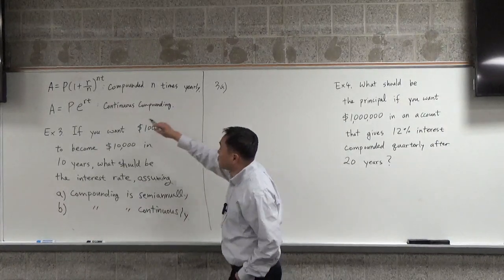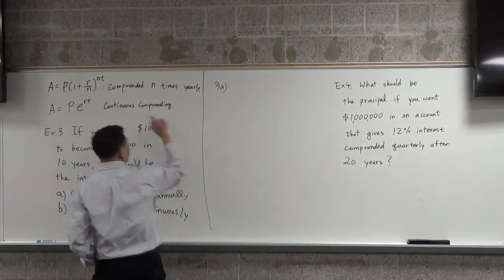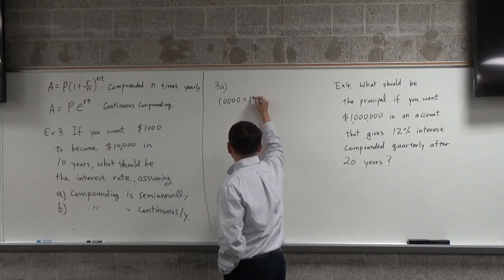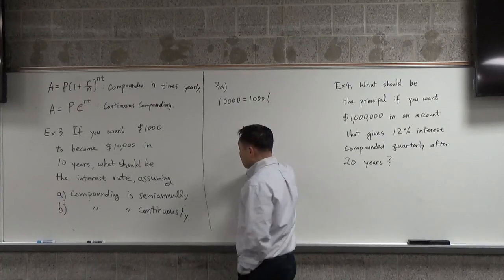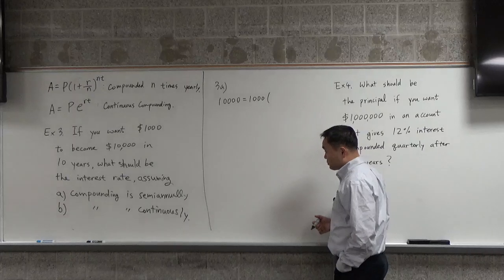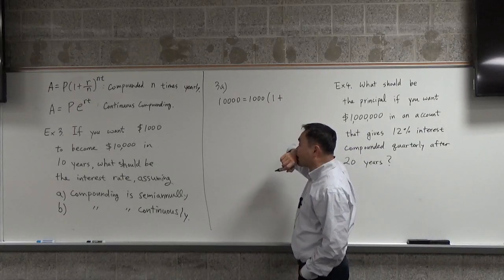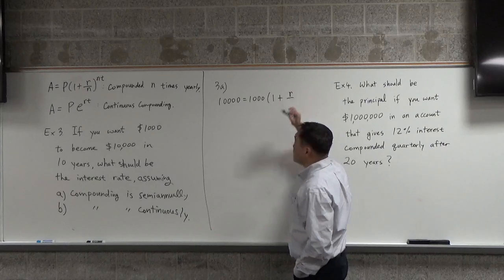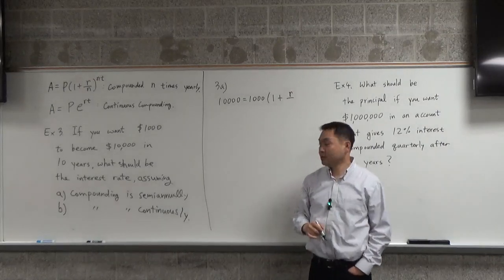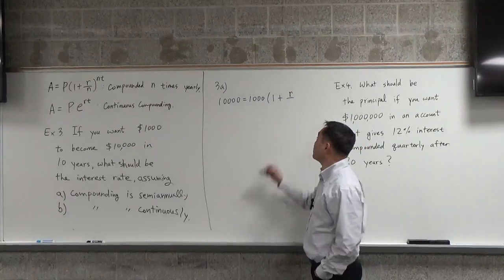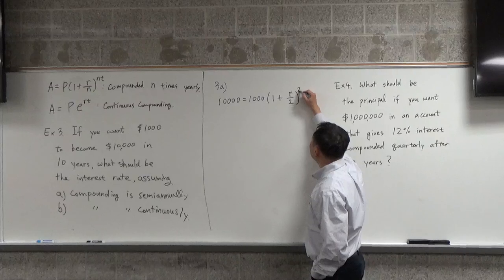So let's just plug everything into the formula. The future value, I want $10,000. The present value is $1,000, the principal. And then you do 1 plus rate R, the unknown. What's N for 3A? Yes? 2, yes. And then, what's T?